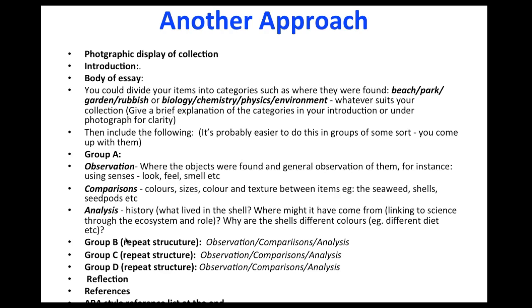Then you analyse them. History. What lived in the shell? Where might it have come from? Link this to science through environmental studies. And why maybe shells are different colours. Could be their diet or the location. And then you do that with Group B, Group C, Group D, depending on how many groups you've got. Then your reflection, references, and an APA-style reference list at the end as always.